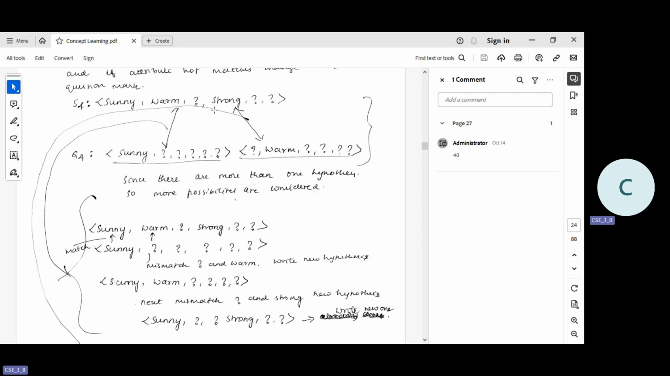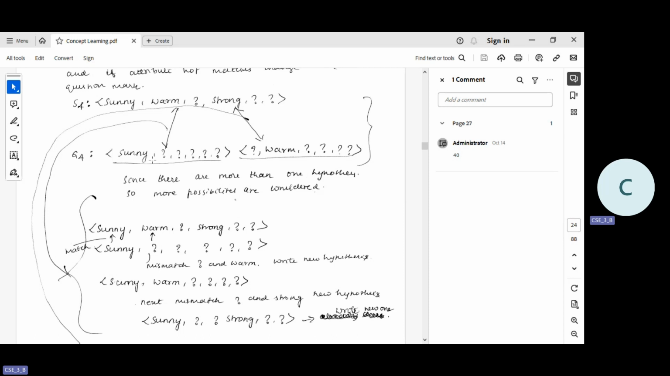All the hypotheses which are consistent with the training example. So we got this boundary. We can observe here, since there is more than one hypothesis, more possibilities can be considered. Here in the specific boundary, only one hypothesis is there, but in the generic boundary, there are two hypotheses.